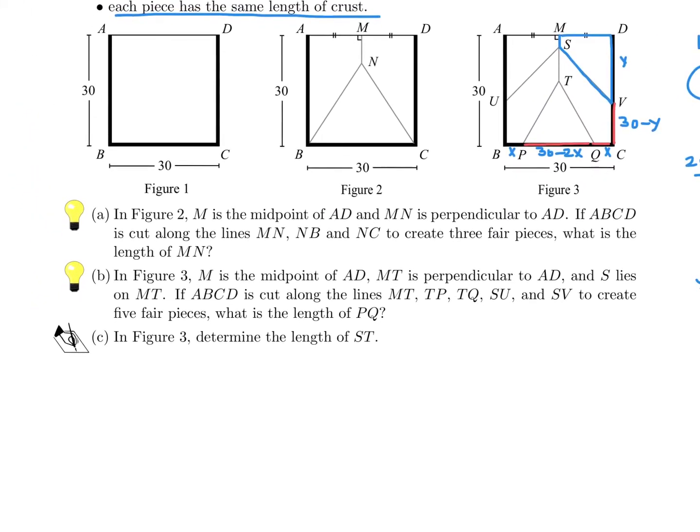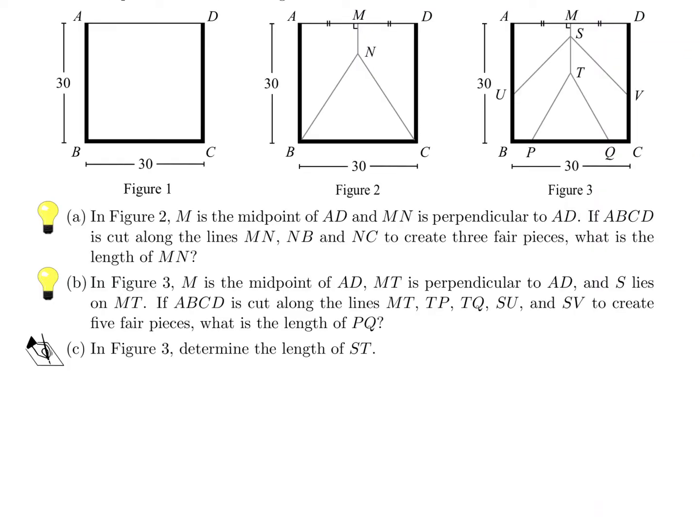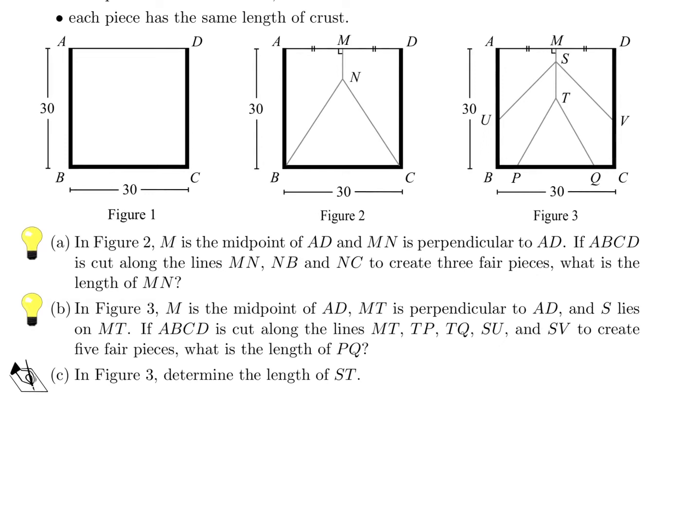And finally, in figure 3, determine the length of ST. All right, so we're going to label this again. Let's see if I can without making it too confusing. So what do I do here? Okay, well, the first thing, I'm going to draw this line here like that. And the M to S, I will call Z. And then this I'll call Y from S to T. And then T down to the bottom, I will call X. So what are we trying to figure out? ST. So ST is my Y.